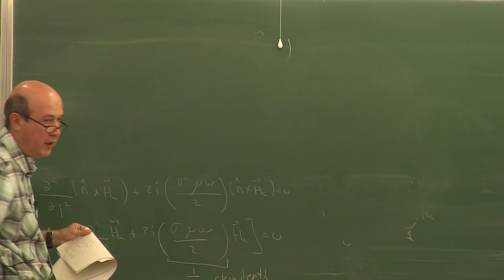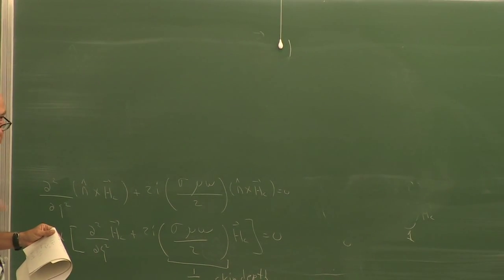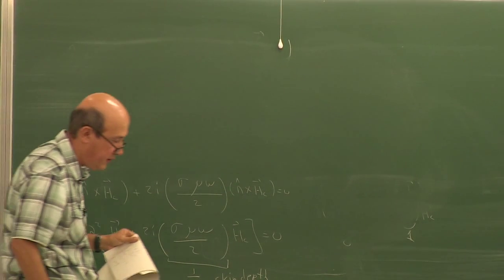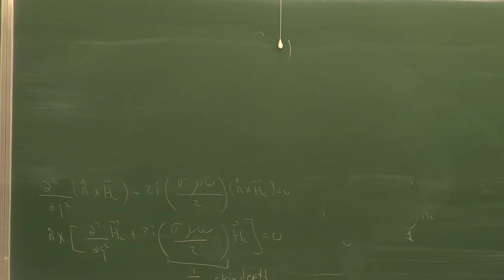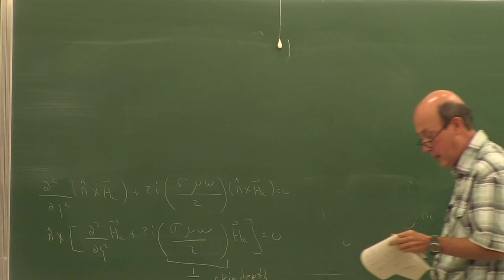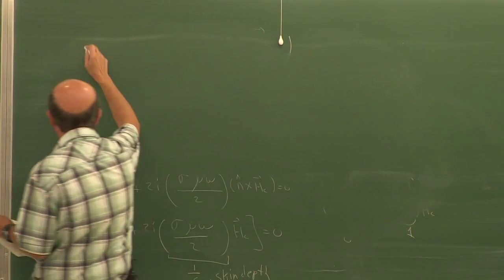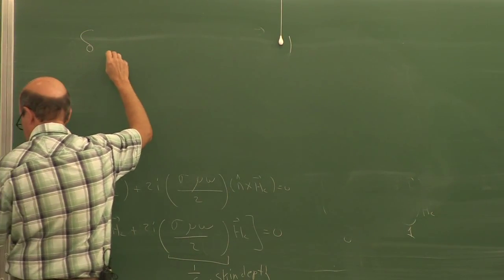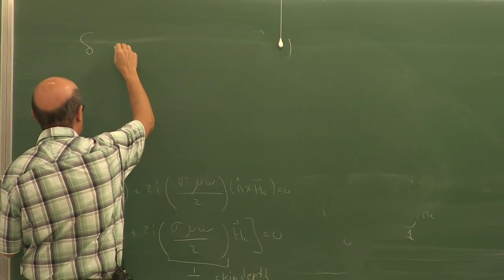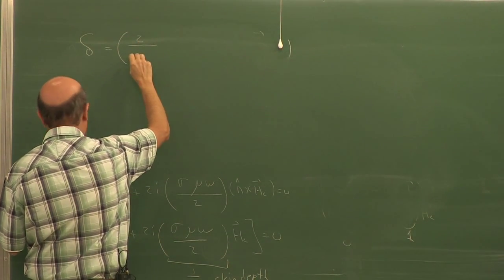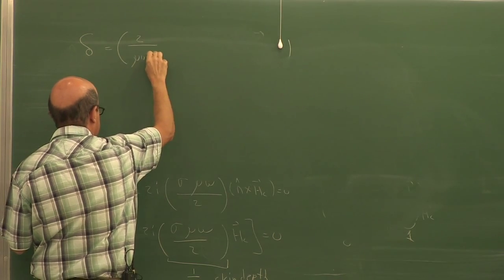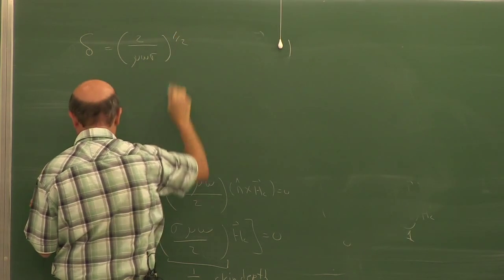Its practical values are on the order of centimeters, so electromagnetic waves can penetrate the conductor on the order of centimeters and so on. So let me write this again. This factor is called the skin depth, delta equals square root of 2 over mu, frequency, sigma.